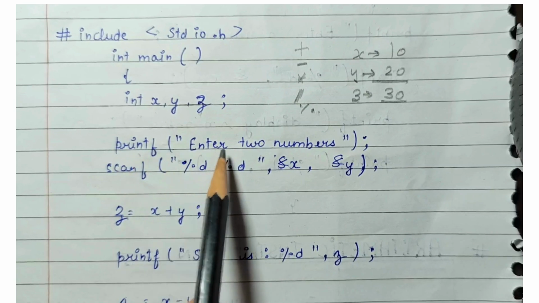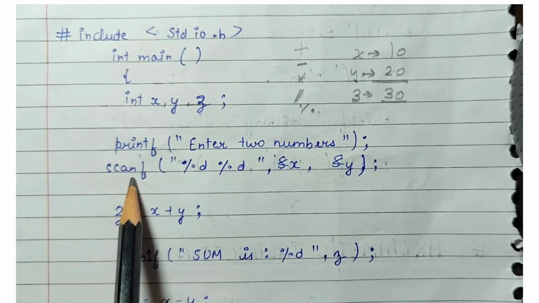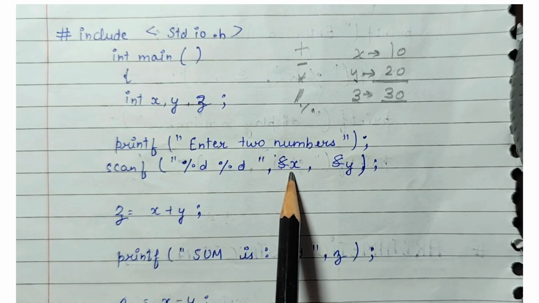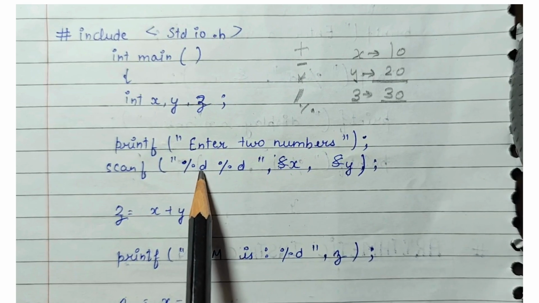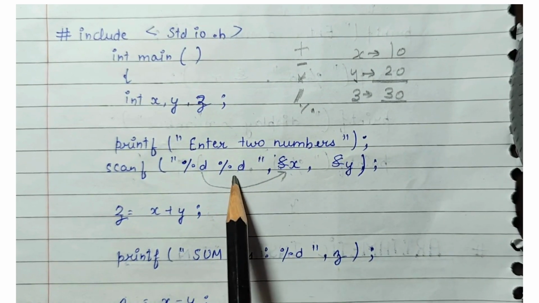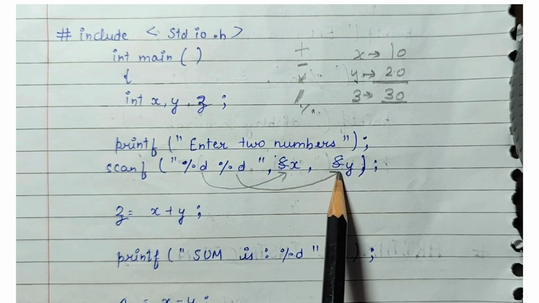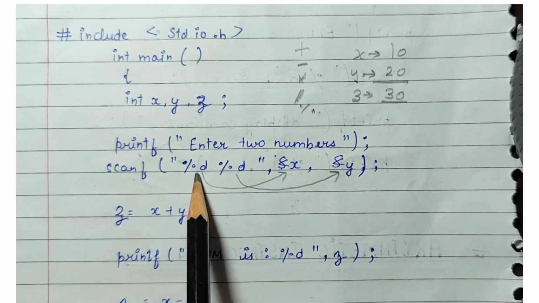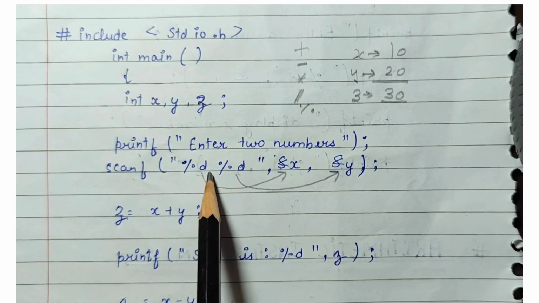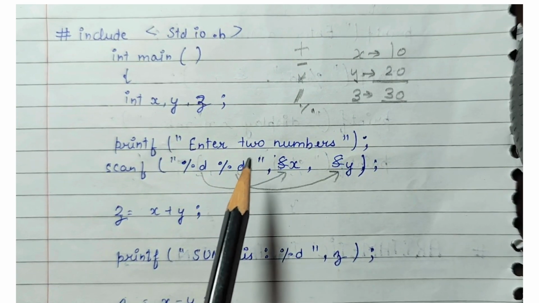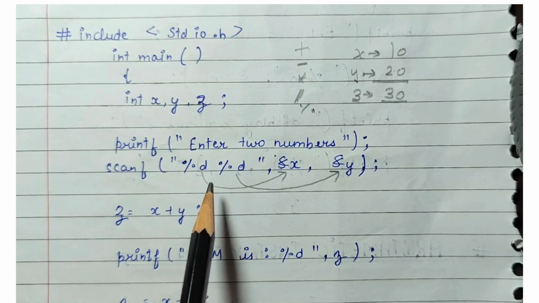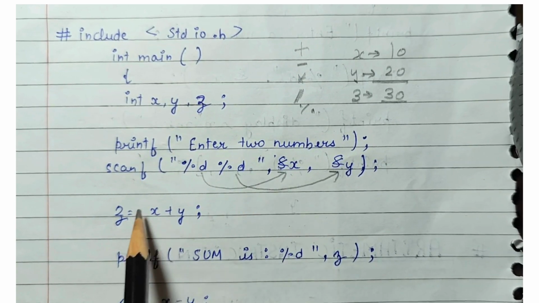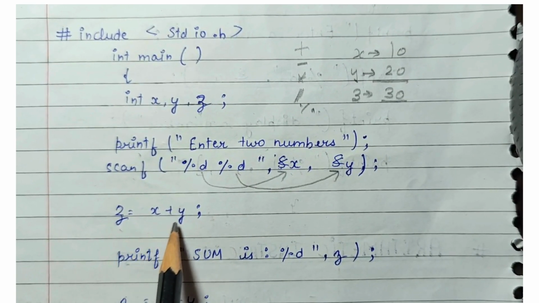So first I display the message "enter two numbers" using the printf statement. After this, using the scanf function, I enter the values in the x variable and y variable. Here I am using %d two times, because the first %d refers to the x variable, the second %d refers to the y variable, because in this scanf statement we enter two numbers. That's why I include %d two times here. If you include a comma here between them, the compiler gives you an error. Comma is not allowed, space is allowed. Okay. So after this, for performing addition, I write z is equal to x plus y.